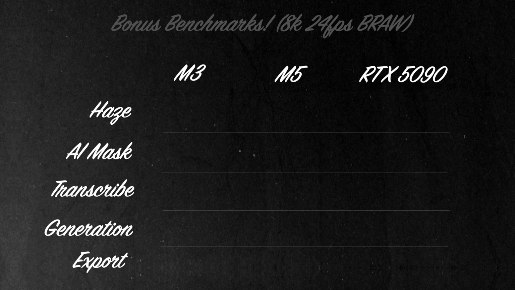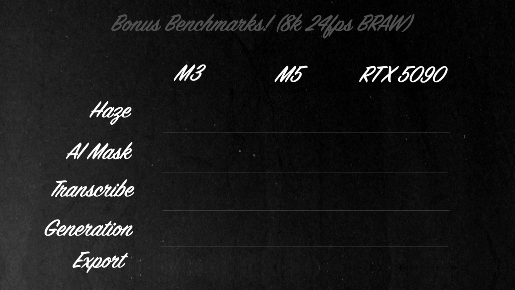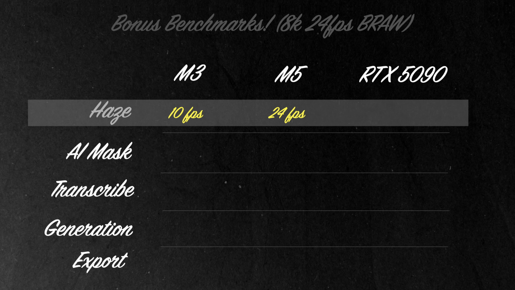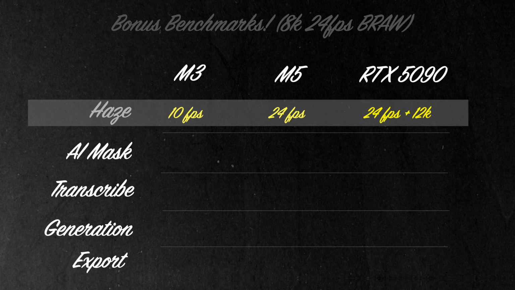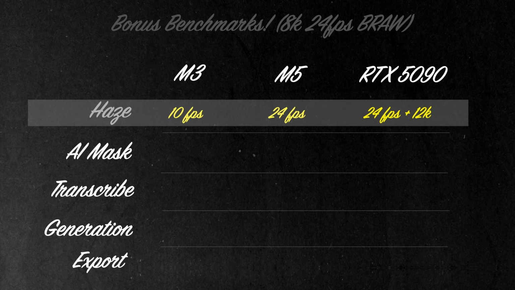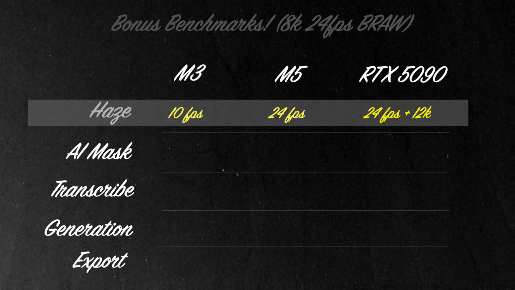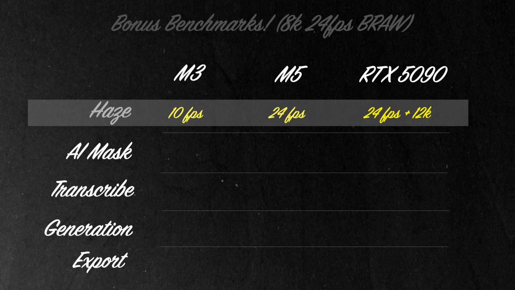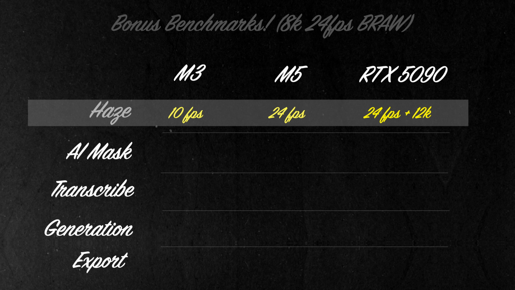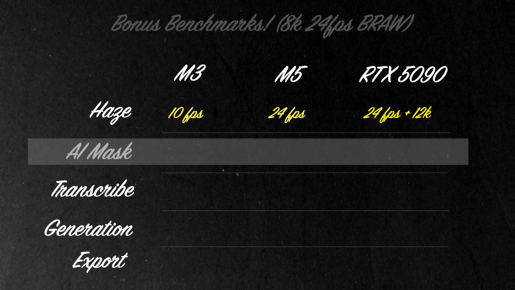So, starting off with our benchmark suite here, we're going to start with the Haze. Recall the M3 was a little bit pokey at around 10 frames per second. We're able to go real-time with the M5, but with the 5090, we're able to go real-time in 8K, but also real-time in 12K as well. Obviously, if you're not doing those higher resolutions, that just means that you could stack more effects and have more real-time playback. So, really solid result.